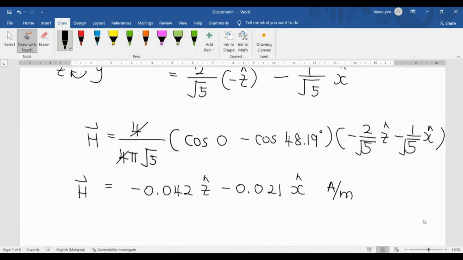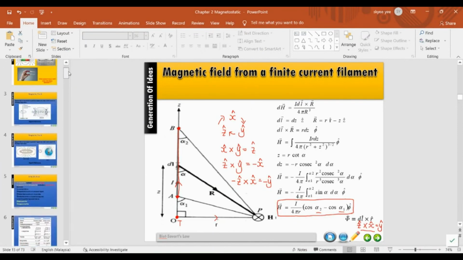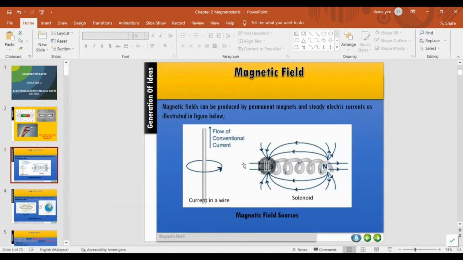Any questions so far? Okay, so before I end the lecture, let me go through again what we have learned today. Today we have learned about magnetostatics, which is generated not only by a magnet bar but can also be generated from the flow of DC currents. When the current flows, there will be a magnetic field generated around it. It depends on the shape of the wire. When it is a straight line, the current will flow in these directions.